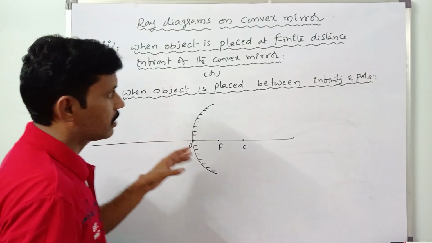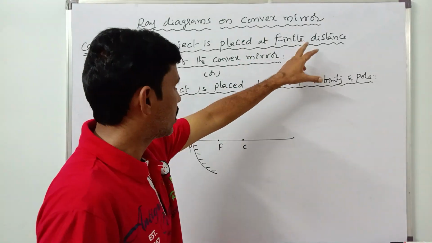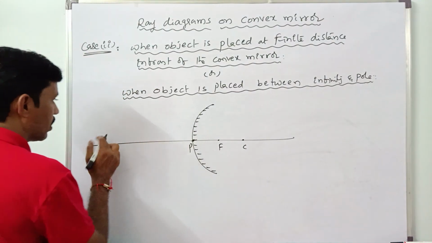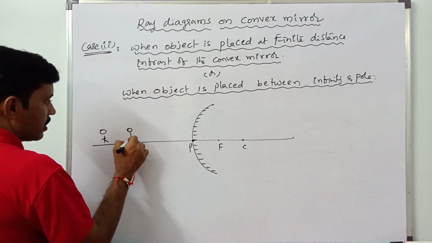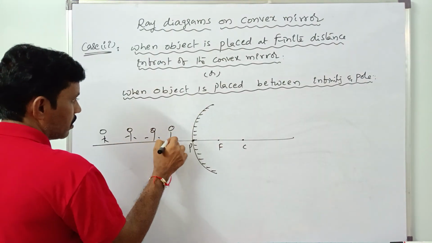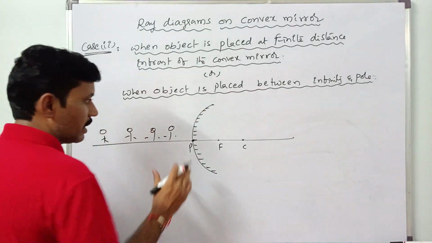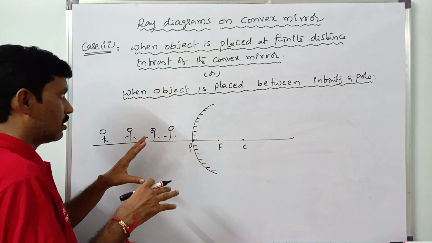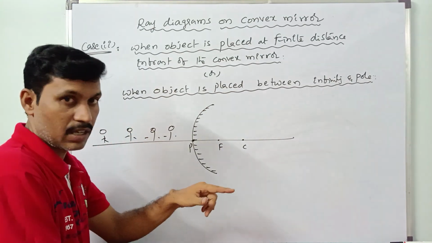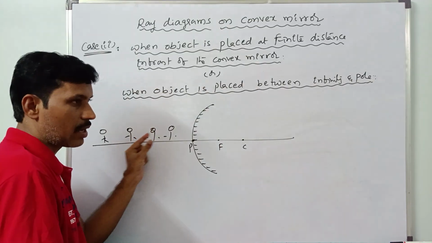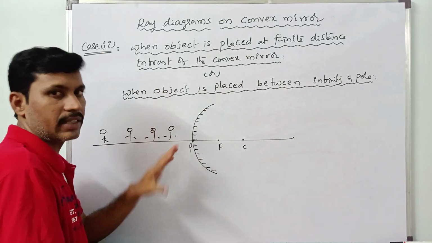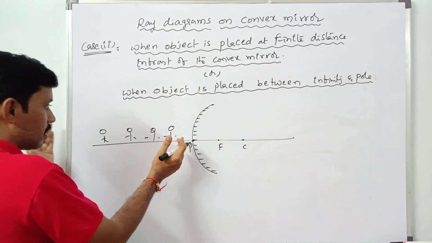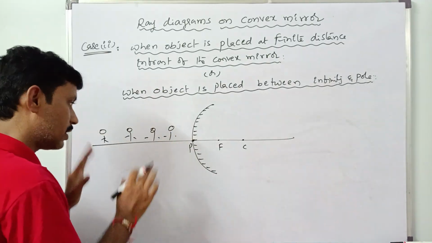So let us take a finite distance in front of the mirror, otherwise between infinity and the pole, whatever it may be. Whatever the position of the object, irrespective of the position of the object, we get the same characteristics. But in case of a concave mirror, the object is placed between F and P, at C, or beyond C. But here there is only one thing: between the pole and some finite distance. Clear?